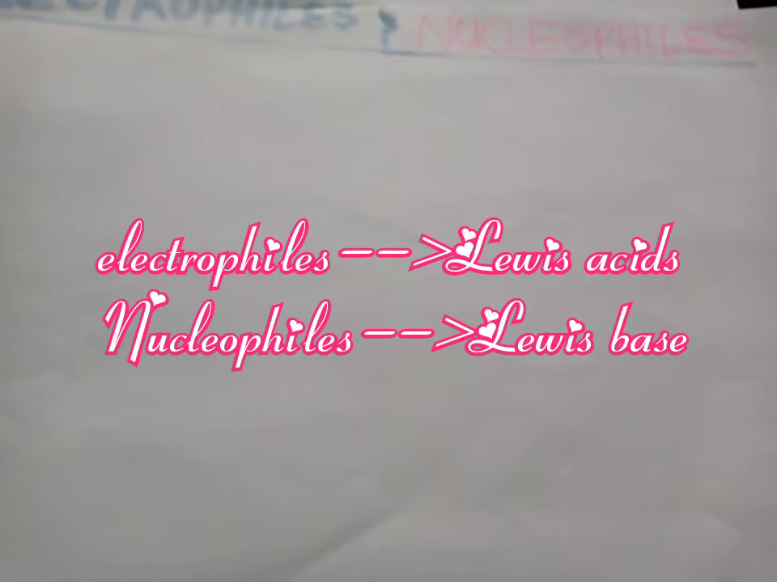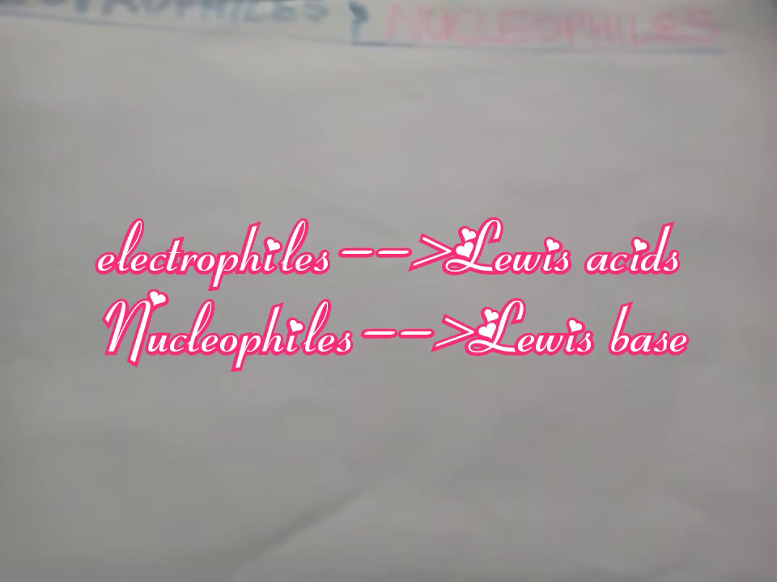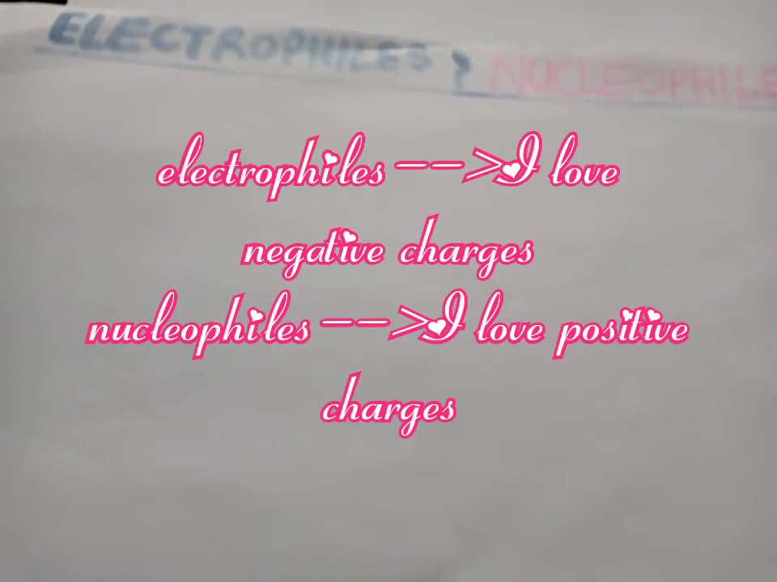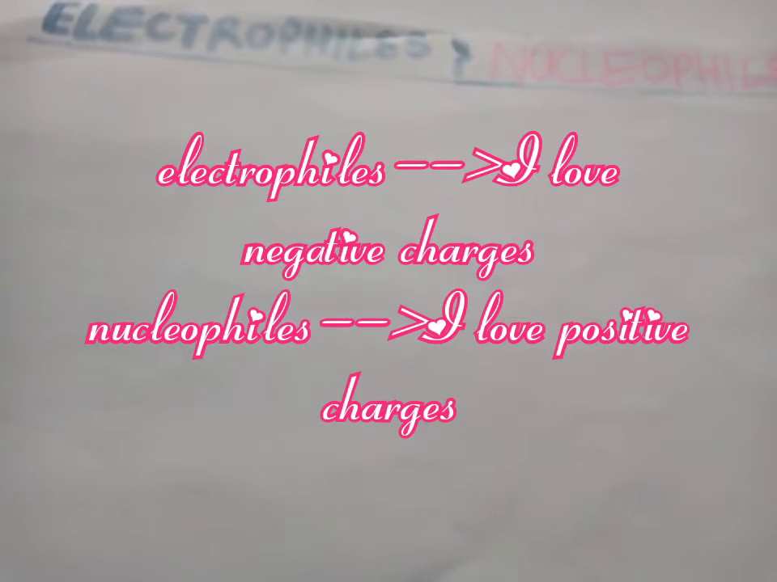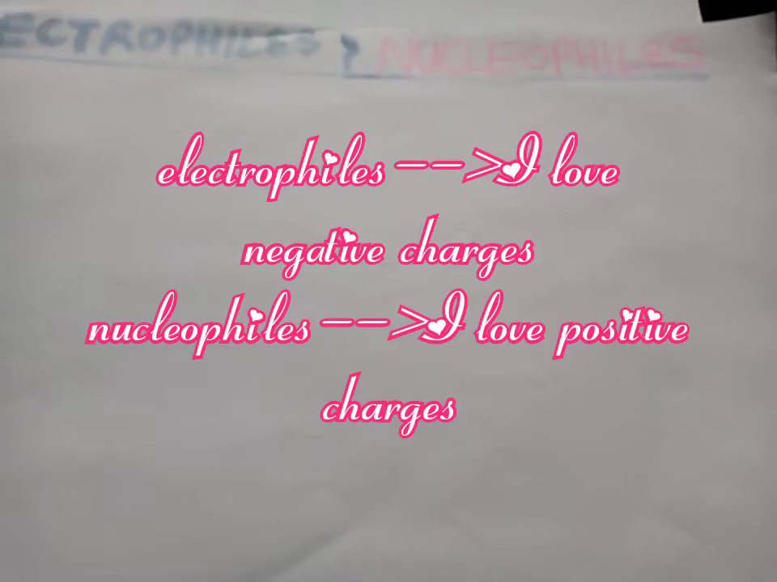So from our dictionary meaning, what is the meaning of phile? When you say phile, it means that you have attraction or likeness for something. So electrophiles have attraction for electrons, negative charges, while nucleophiles have attraction for positive charges.